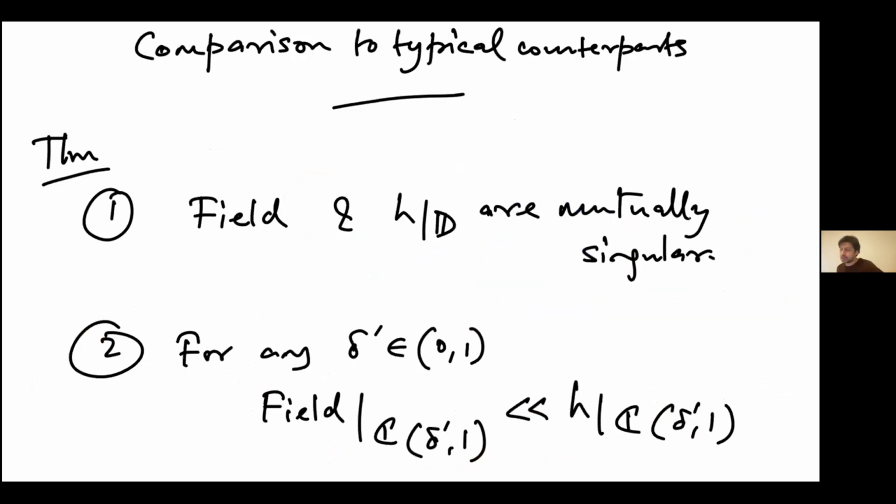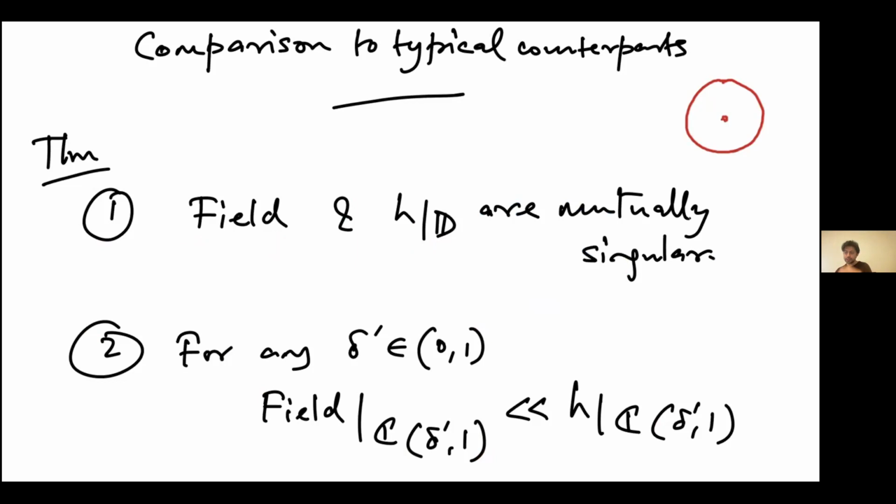Then the question is, how do these things behave relative to their typical counterparts? We now have a field which lives on the unit disk whose circle average is 0. The typical field is the Gaussian free field restricted to the unit disk. It turns out that the limit of this empirical measure is mutually singular with respect to the Gaussian free field restricted to the unit disk.